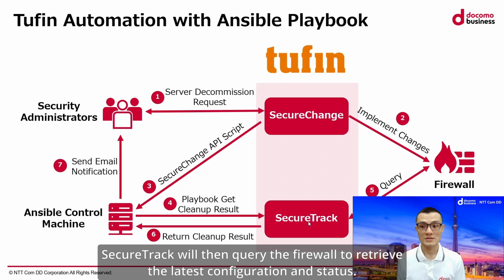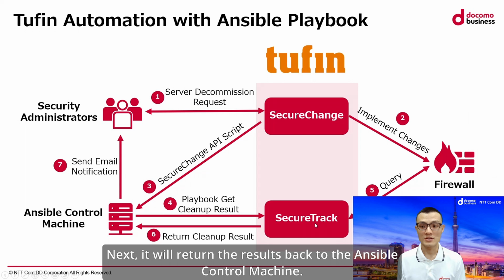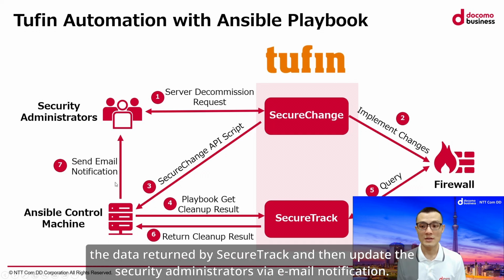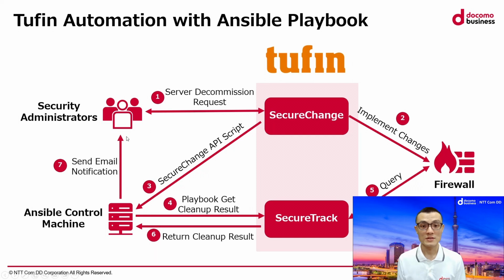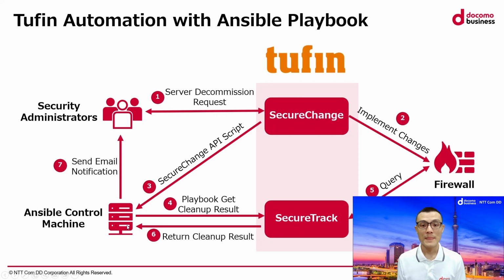SecureTrack will then query the firewall to retrieve the latest configuration and status. Next, it will return the results back to the Ansible control machine. Last but not least, the Ansible playbook will process the data returned by SecureTrack and then update the security administrators via email notification. Now let's walk through the actual setup and flow.